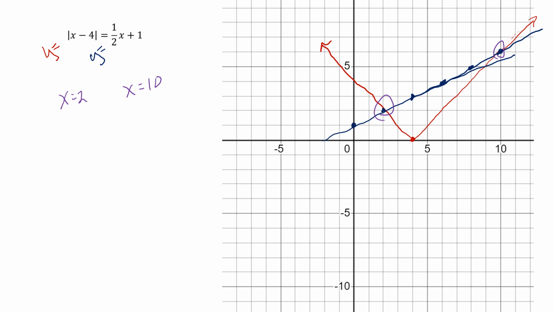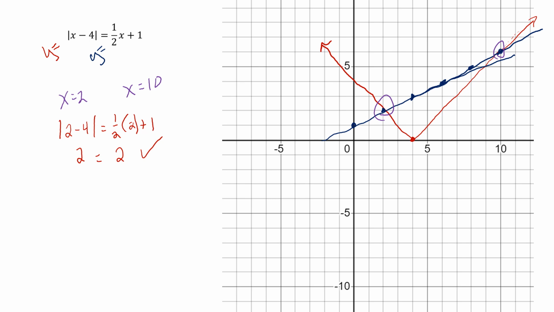We can plug them in to check and be sure. So plug in x equals 2, we're going to have absolute value 2 minus 4 equals 1/2 times 2 plus 1. 2 minus 4 is -2. Absolute value of -2 is 2. Equals, let's see, 1/2 times 2 is 1, plus 1 is 2. 2 does in fact equal 2.